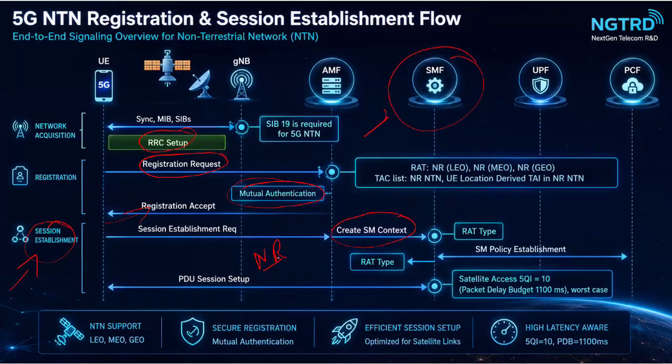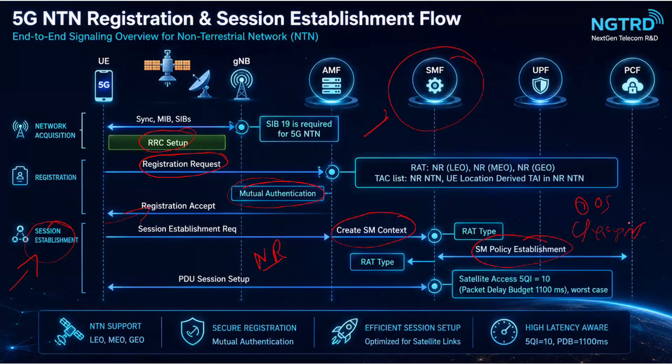After that, we have the SM policy establishment. So the SMF communicates with the PCF. PCF is the policy control function. So it has various policies such as QoS and charging, right? Because satellite latency is different from TN, the policy decisions are a little bit different in case of NTN.